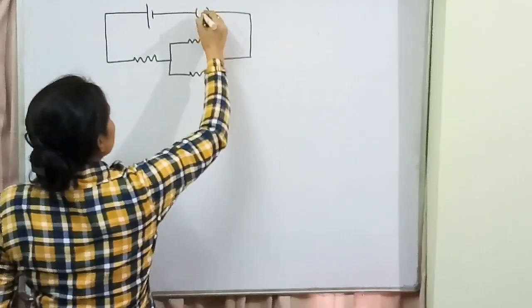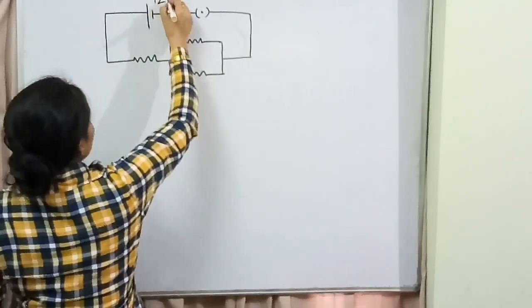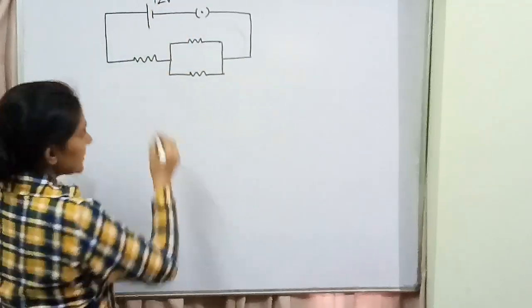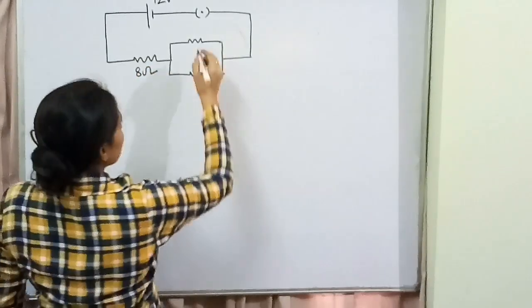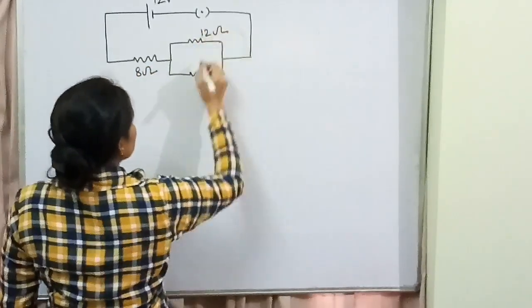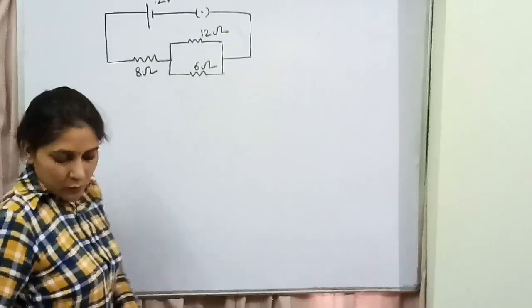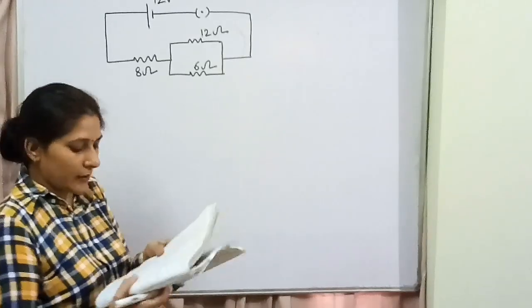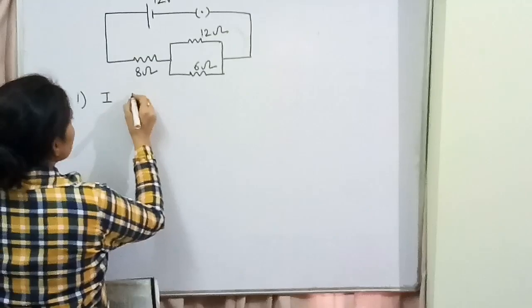Okay, a key is connected over here. This is working at 12 volt. The first resistor given over here is of 8 ohm. The second resistor given over here is of 12 ohm, and the third one which is given over here is of 6 ohm.